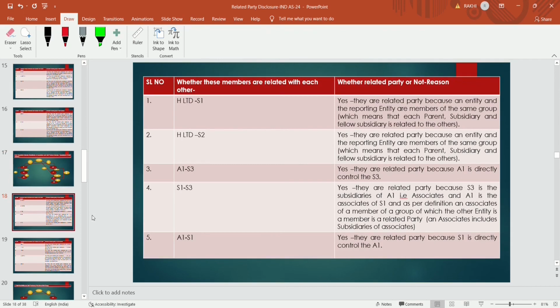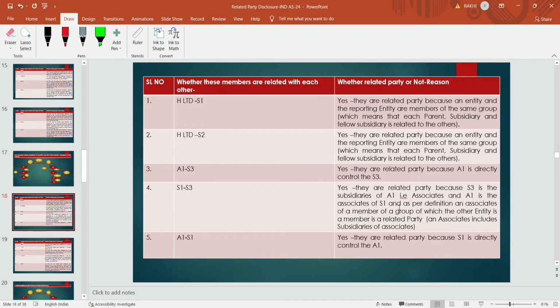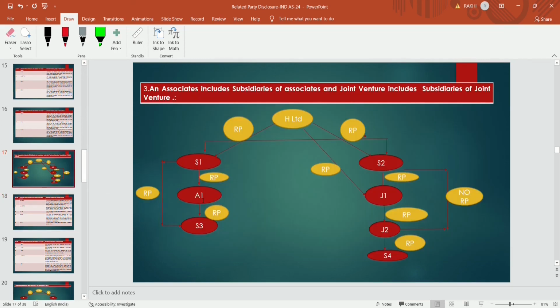So yes, they are related party because S3 is the subsidiary of A1, and A1 is the associate of S1, the associate of a member of the group. As per the definition, an associate of the member of the group of which the other entity is a member. An associate includes subsidiaries of associates, and a joint venture includes subsidiaries of joint ventures, so they are related.